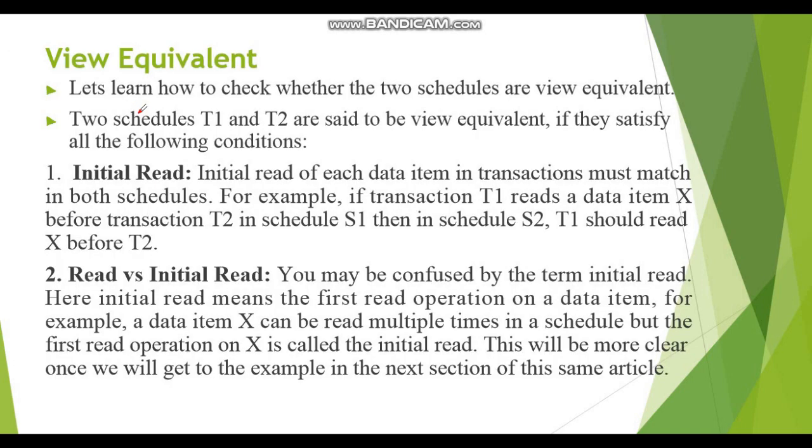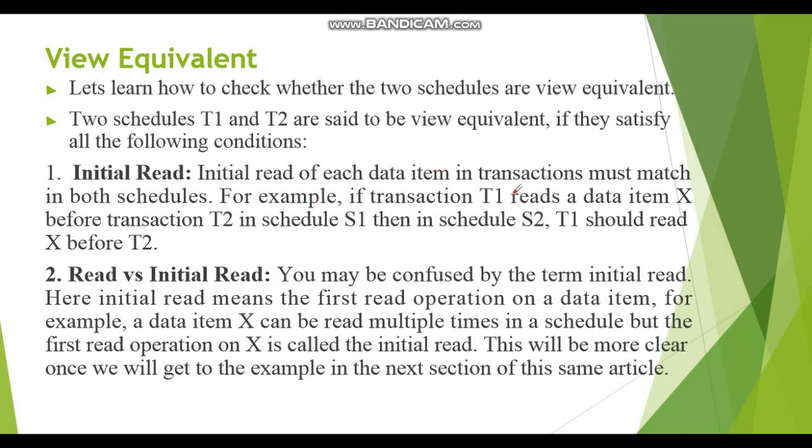Next, view equivalent. Let's learn how to check whether two schedules are view equivalent. Two schedules, S1 and S2, are said to be view equivalent if they satisfy all the following conditions, okay? What we are doing here is checking whether the two schedules are view equivalent, and these are the conditions. The very first one is initial read. Initial read of each data item in a transaction must match in both the schedules. For example, if transaction T1 reads a data item X before transaction T2 in schedule S1, then in schedule S2, T1 should read X before T2.